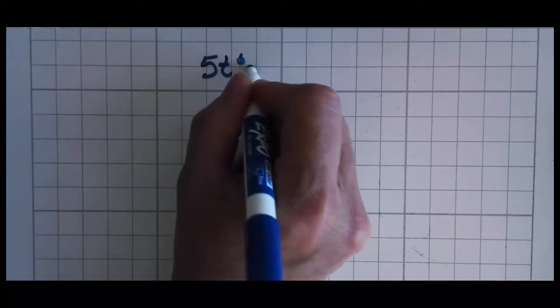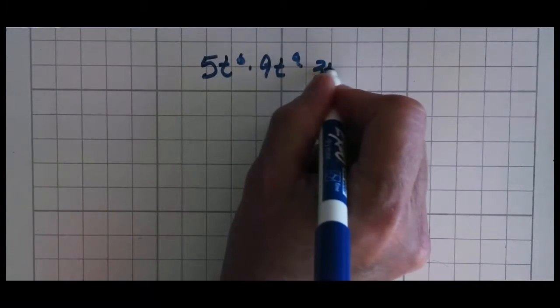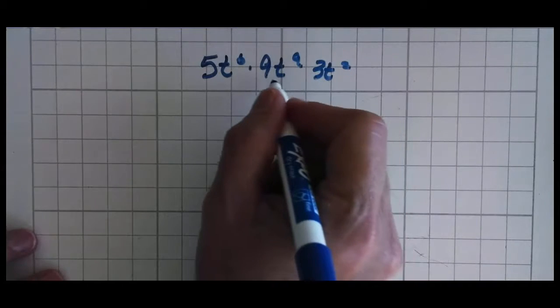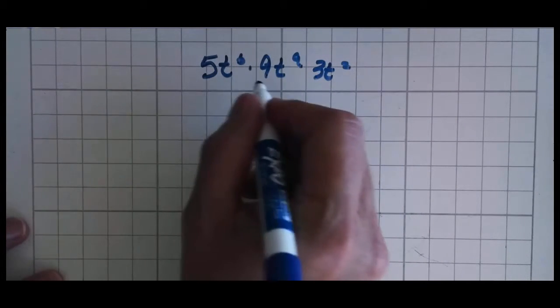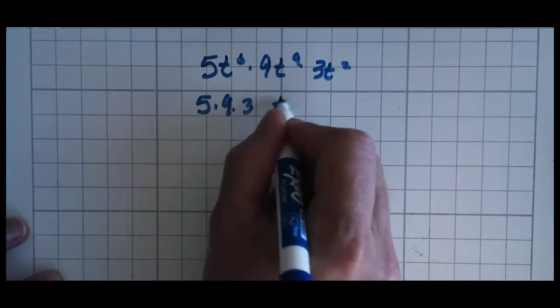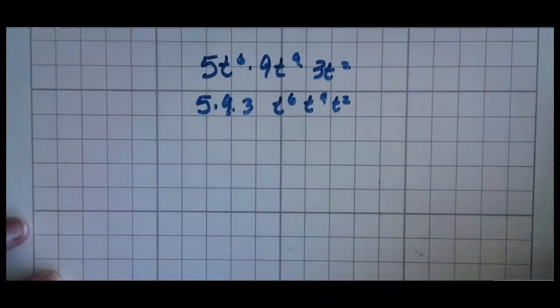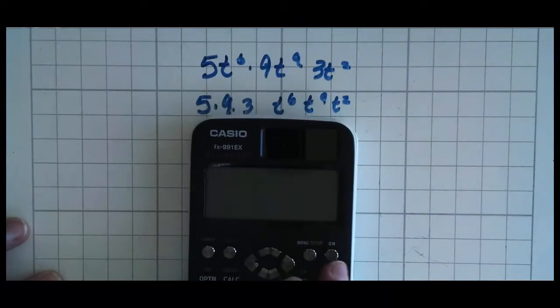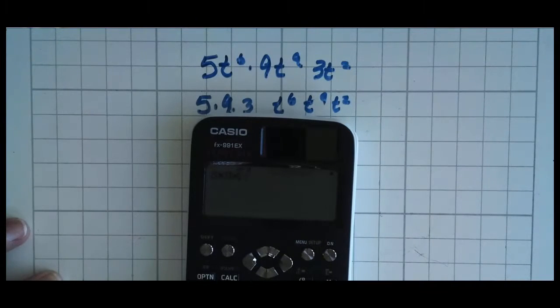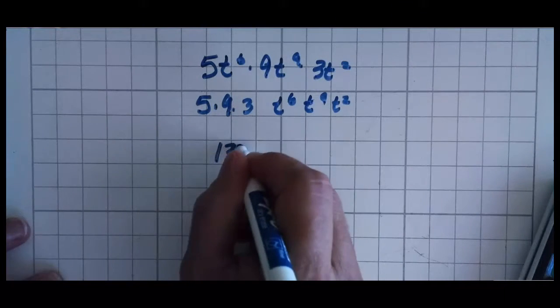5t to the 6th times 9t to the 9th times 3t squared. The easiest way I found to do these problems is to separate the numbers and the variables. So I'm going to say 5 times 9 times 3 times t to the 6th, t to the 9th, and t squared. Now, in case you can't do 5 times 9 times 3 in your head, and it's okay if you can't, use your calculator. Let me clear my answer out first. 5 times 9 times 3, 135. So my number is 135.